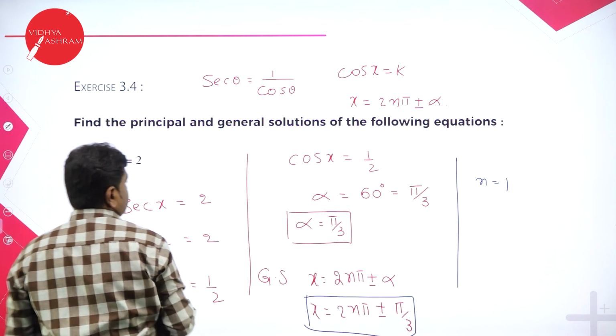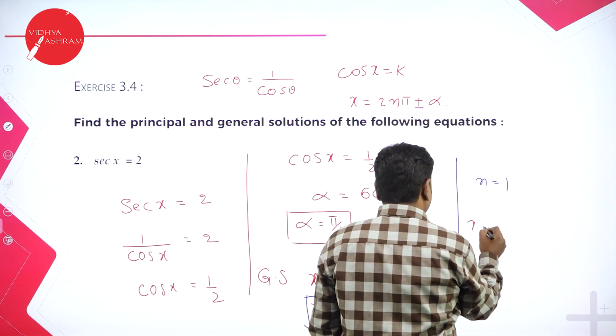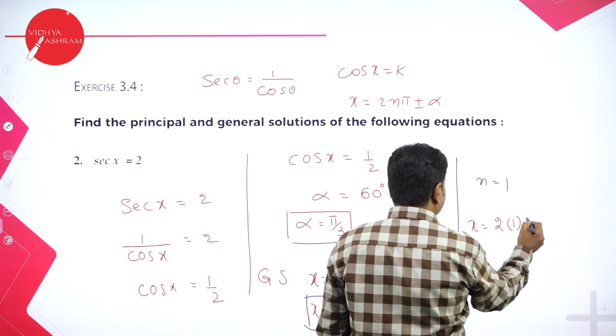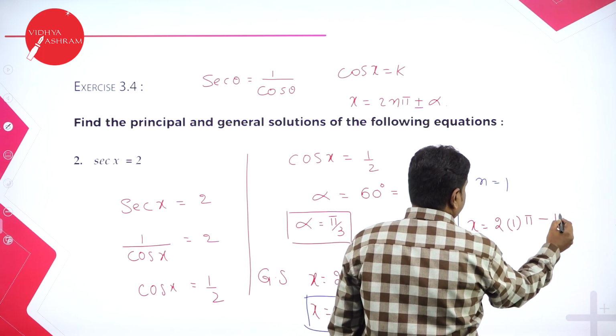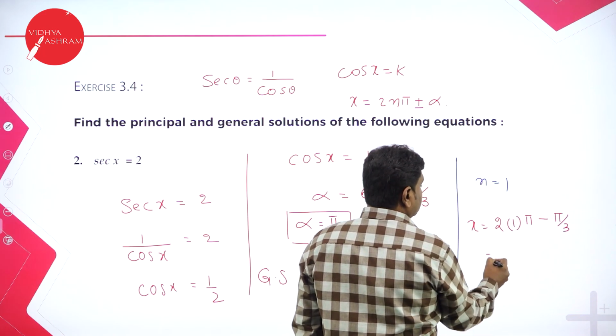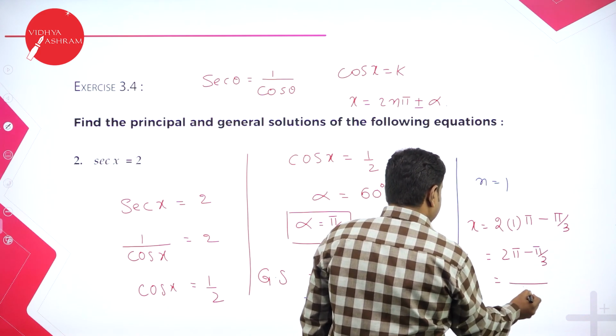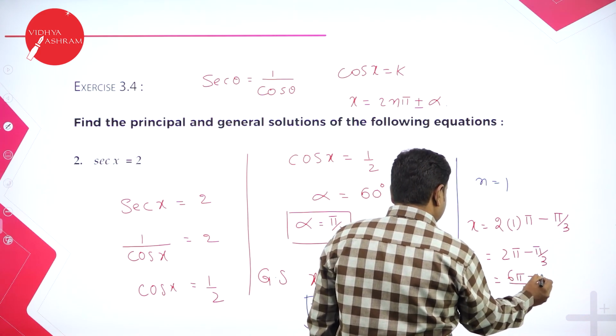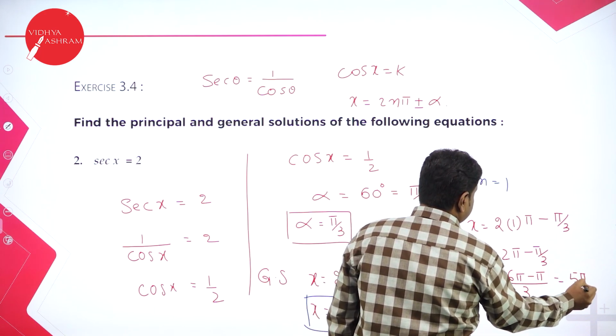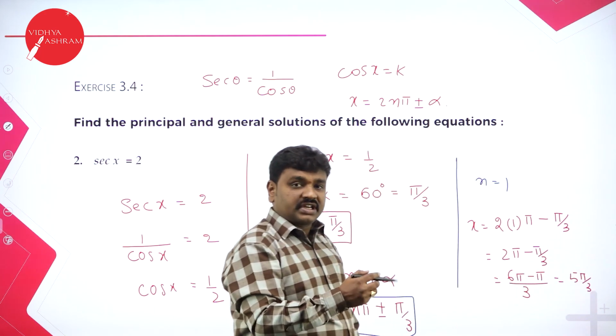If I substitute n is equal to 1, x is equal to 2 into 1 pi plus or minus pi by 3. I'll take minus pi by 3 because I want within 360 degrees. So it will become 2 pi minus pi by 3. 2 pi minus pi by 3 is what? 3. 6 pi minus pi, it will become 5 pi by 3. 5 pi by 3 means 5 times 60, 300.